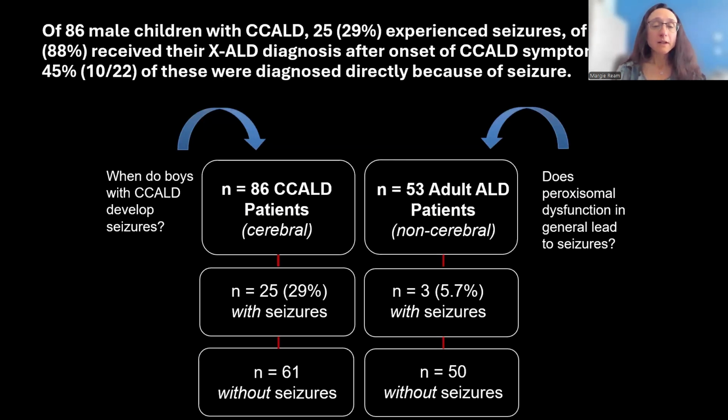Of the 86 boys with cerebral ALD, 25 had seizures, or almost 30%, while 61 did not have seizures during the course of the study. We compared those to 53 adults without cerebral disease, and only about 5% had seizures. This finding indicated that peroxisomal dysfunction alone, as seen in the adult men, is not sufficient to strongly increase the risk of seizures, while cerebral disease, as seen in these children, was.